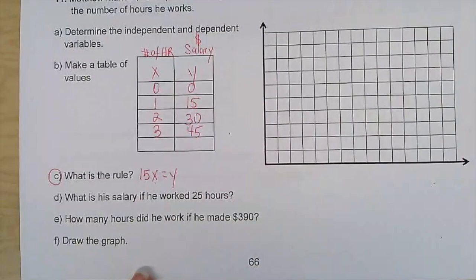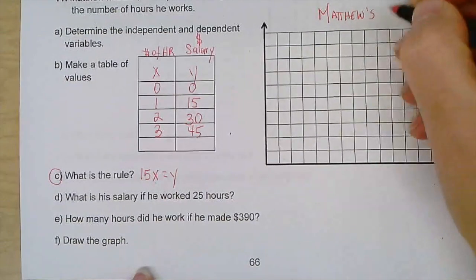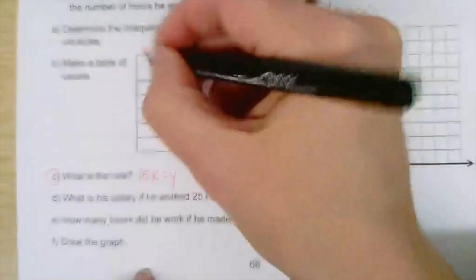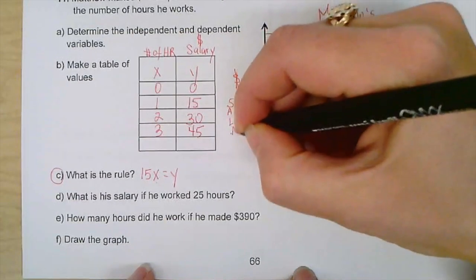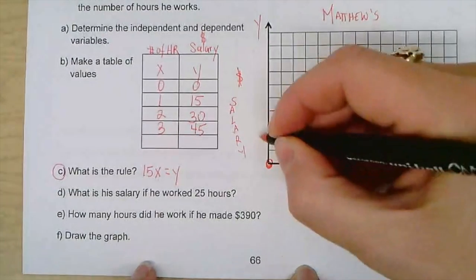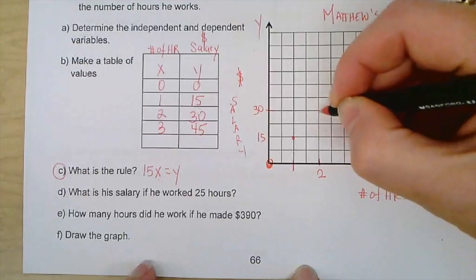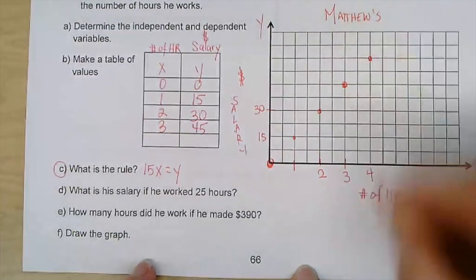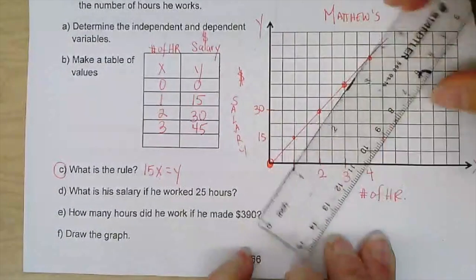Looking at the graph, I'm going to title it Matthew's earnings. We're looking at the x-axis being the number of hours, so here it is. We're looking at the salary of money here on the side, salary, and that's the y. At 0, we make 0. At 1, we make 15. At 2 bikes, we make $30, so it's right here. At 3 bikes, we make $45. At 4 bikes, it moves to $60. I use my ruler to connect the dots. I have a straight line starting at the 0, which tells me it's a proportional situation.